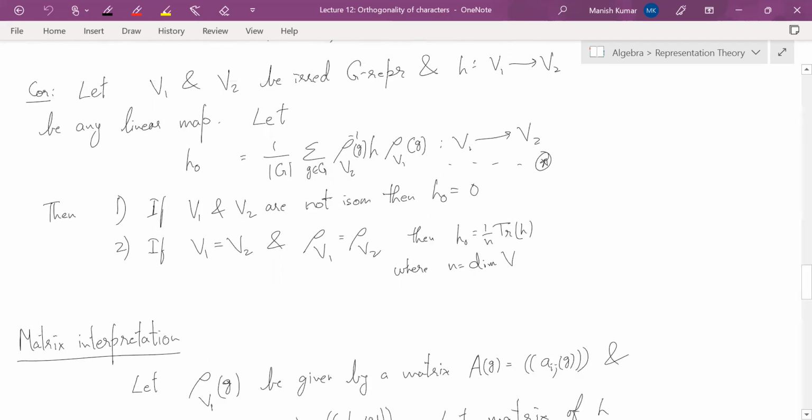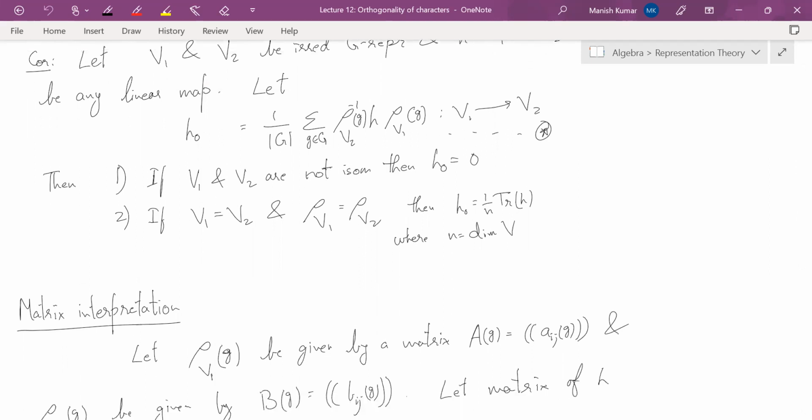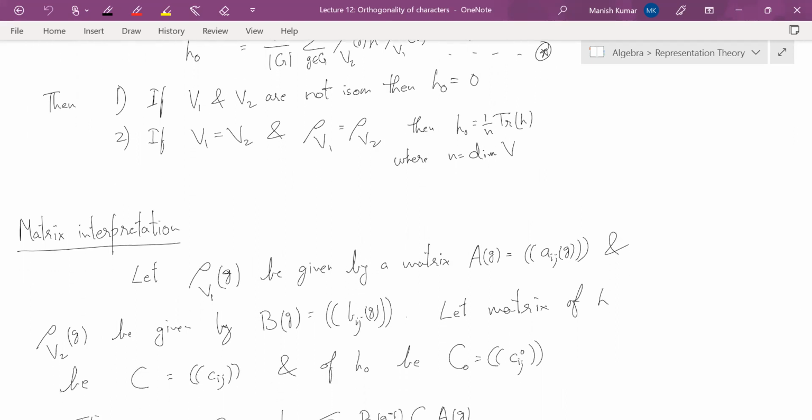So rho V1 G, if you fix a basis of V1, then it will be given by a matrix AG. It will depend upon the element G of the group G. So given any G in G, you will get some matrix which will depend upon G.